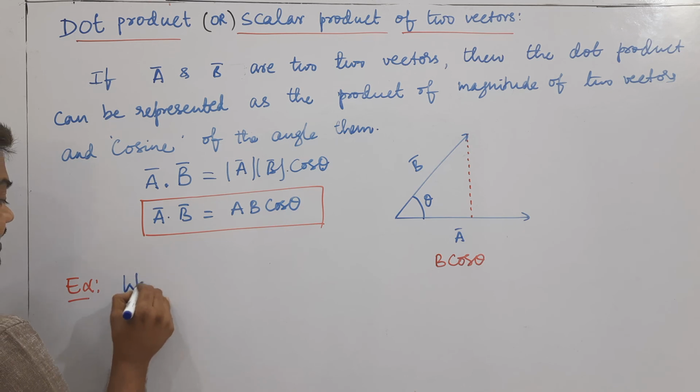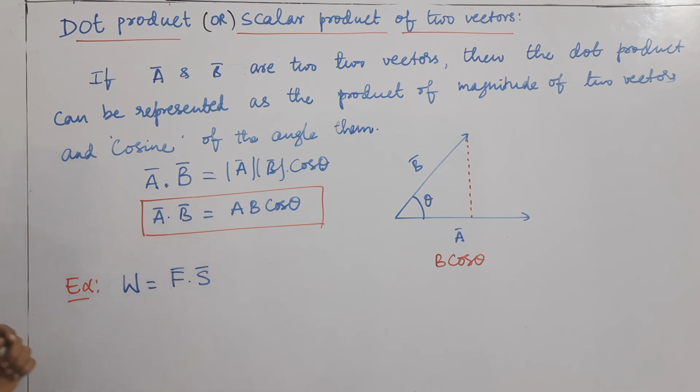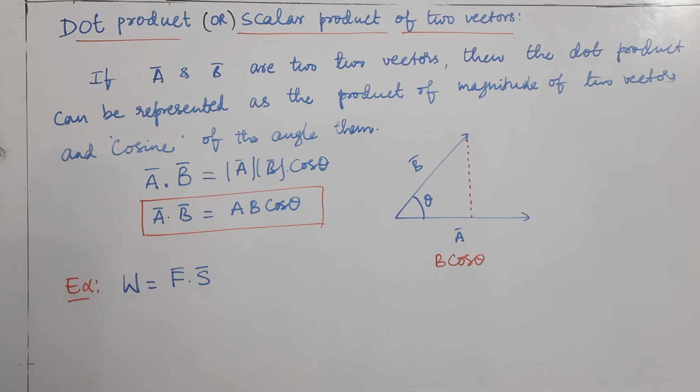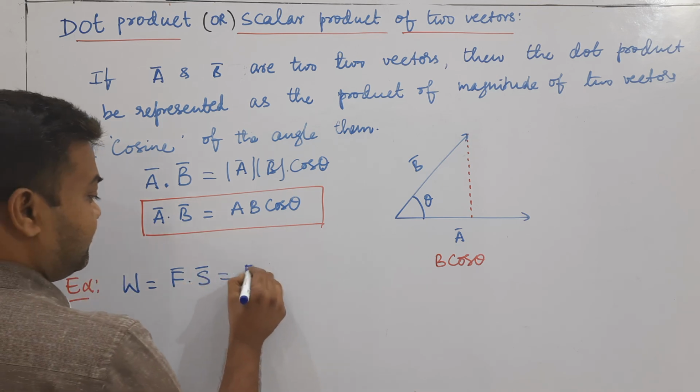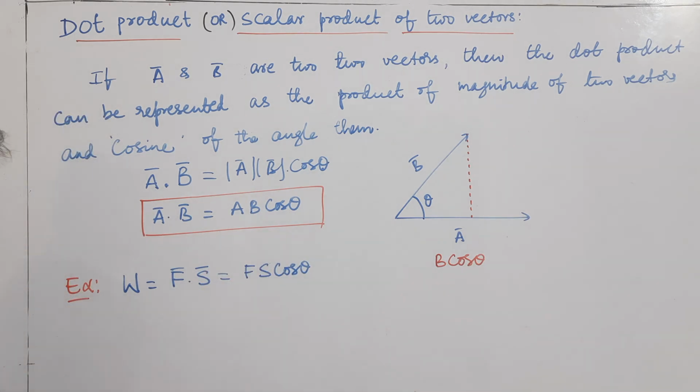Work done is equal to force into distance. We have written that force into distance. Force is a vector, displacement along direction is a vector. These two are vectors and the resultant is a scalar. We can also write F s cos theta.